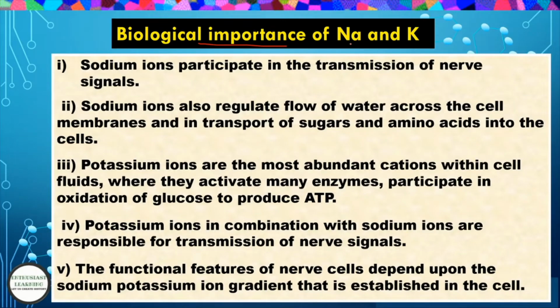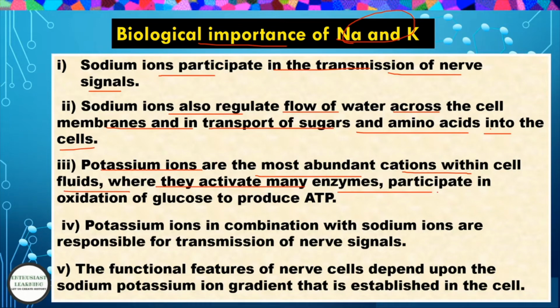Biological importance of sodium and potassium. Sodium ions participate in the transmission of nerve signals. Sodium ions also regulate flow of water across the cell membranes and in transportation of sugars and amino acids into the cells. Potassium ions are the most abundant cations within the cell fluids, where they activate many enzymes and participate in oxidation of glucose to produce ATP.